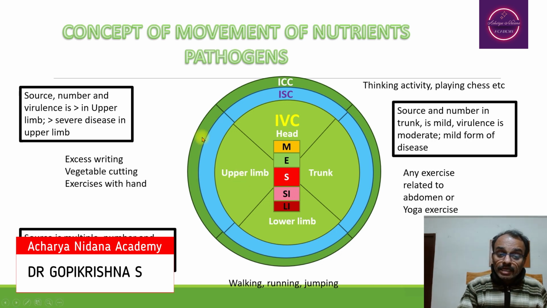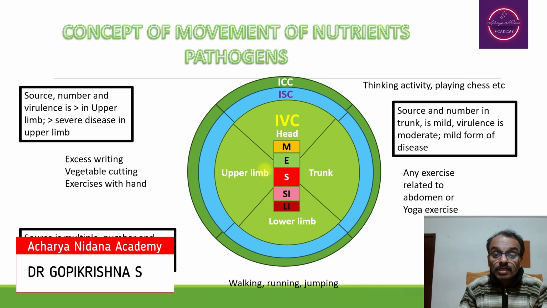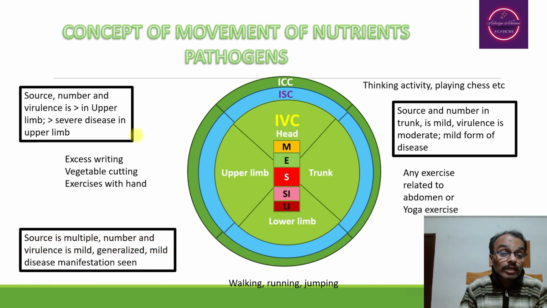That is responsible for the severe form of disease manifestation that takes place in the upper limb. There may be a possibility of necrosis, or there may be a possibility of kotha or shotha formation as per Ayurveda, that is, necrosis or inflammatory changes that can take place in the intravascular compartment as well as the interstitial compartment as well as the intracellular compartment of the upper limb.